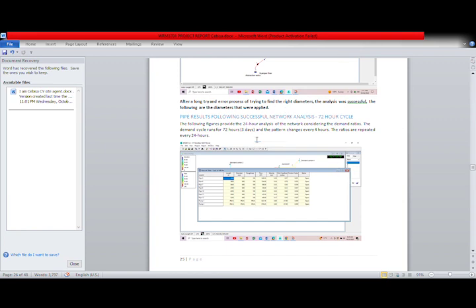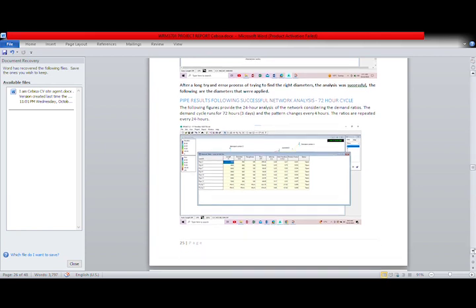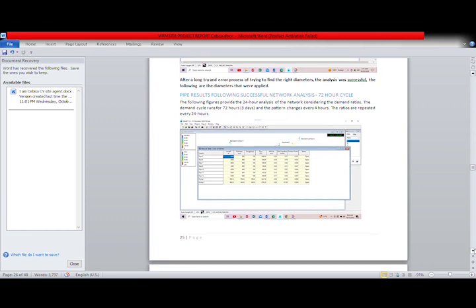So now it says here the following figures provide the 24-hour analysis of the network considering the demand ratios. The demand cycle runs for 72 hours, which is 3 days, and the pattern changes every 4 hours. The ratios are repeated every 24 hours. These are the results that I managed to get with these settings.